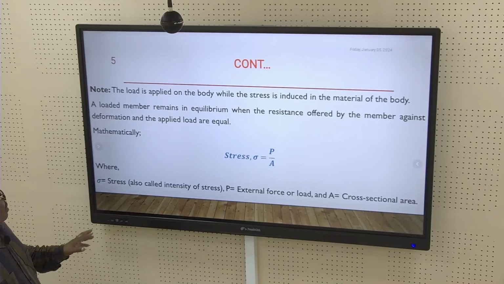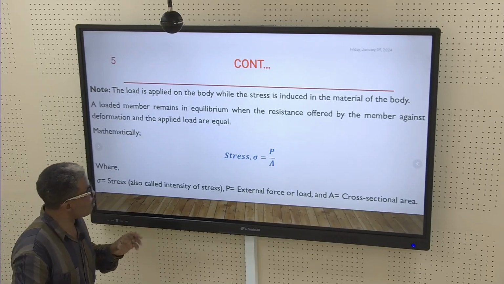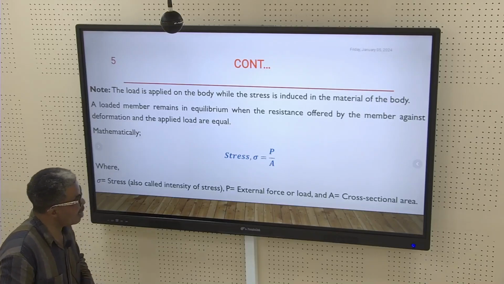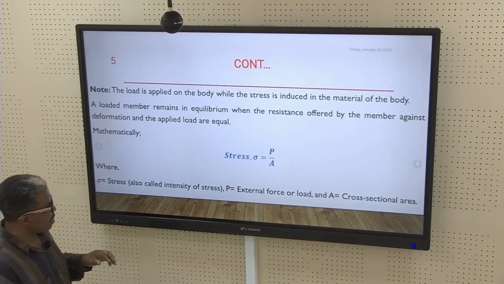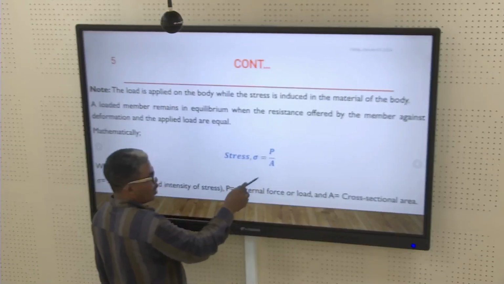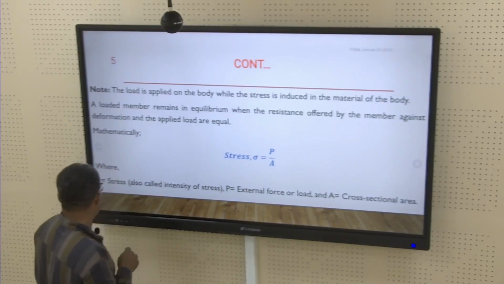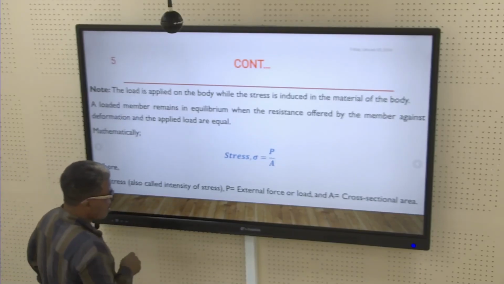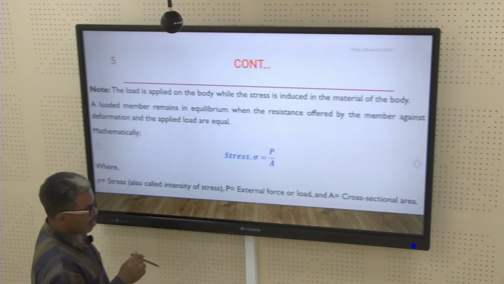Note that the load is applied to the body while the stress is induced in the material of the body. A loaded member remains in equilibrium when the resistance offered by the member against the deformation and the applied load are equal. So mathematically, stress can be obtained by dividing the force applied by the cross-section area of the material. Sigma is for stress, called the intensity of stress, P is for external force or load, and A is for cross-section area.